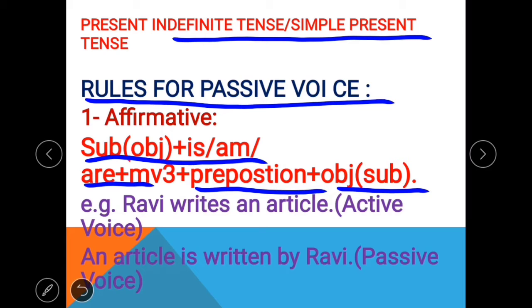Example number 1, Ravi writes an article. This is an active voice. An article is written by Ravi. This is passive voice.